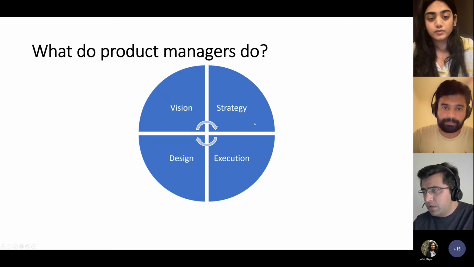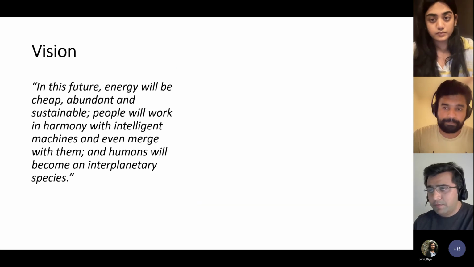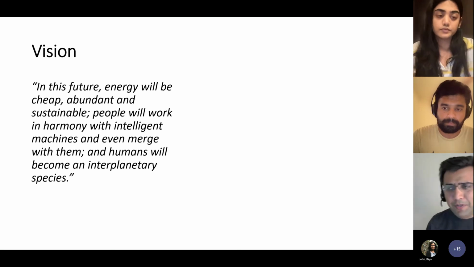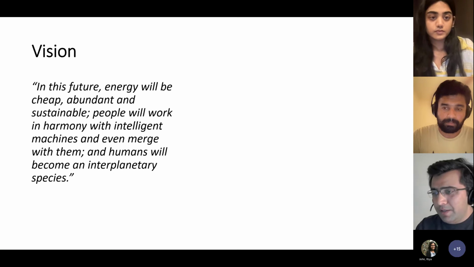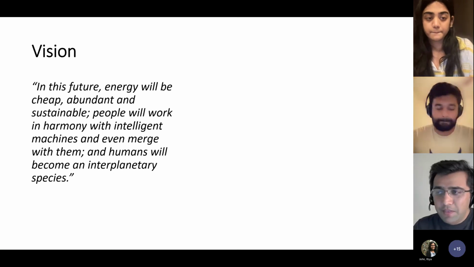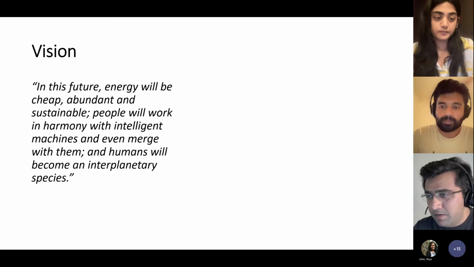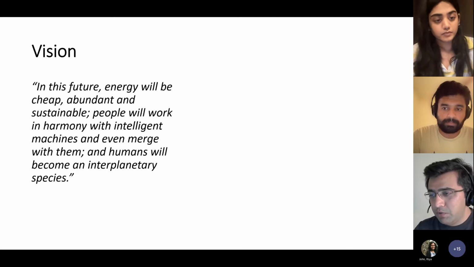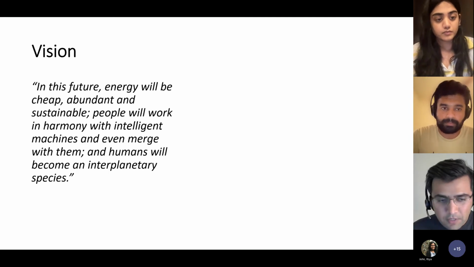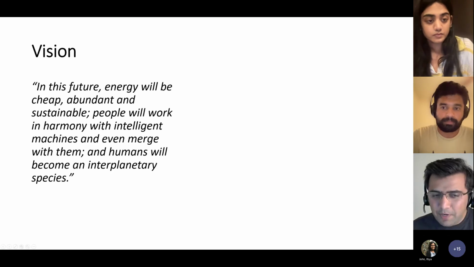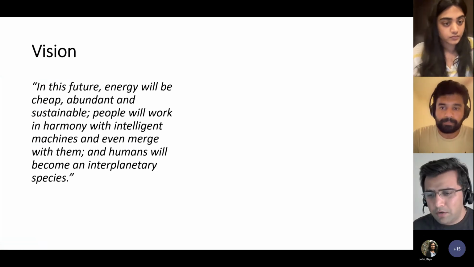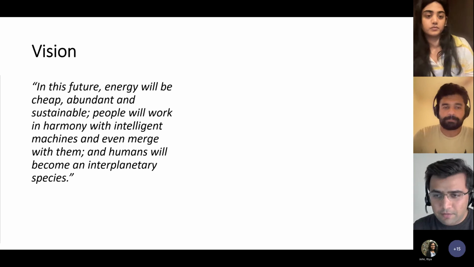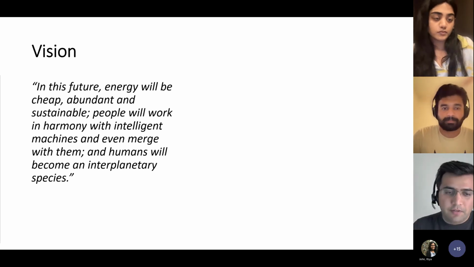So let's first dive into all of these four pillars. First one being vision, right? So let's go through this vision. And as I said, feel free to type out a response to my question in chat. So let's say for this vision, someone saying, in this future, energy will be cheap, abundant, sustainable. People will work in harmony with intelligent machines and even merge with them, and humans will become an interplanetary species. I'm going to wait for 10 seconds if anyone can guess which product or portfolio this vision could be aligned with. Feel free to make any guesses, right? This is just a conversation.